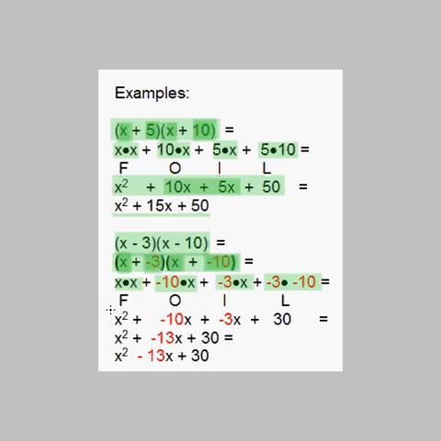Multiplying those out, we get x squared plus negative 10x plus negative 3x plus 30. The negative 10x and negative 3x combine into a negative 13x. So our answer is x squared plus negative 13x plus 30, although we would probably write that as x squared minus 13x plus 30.